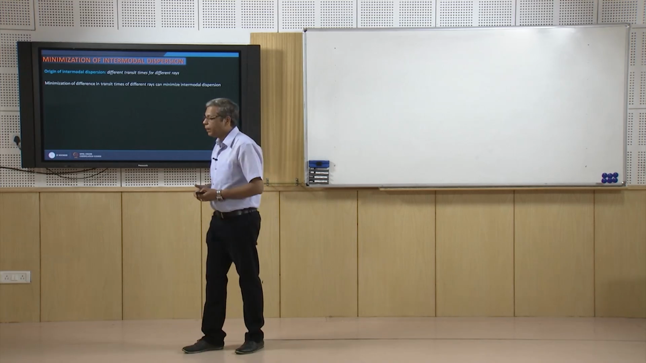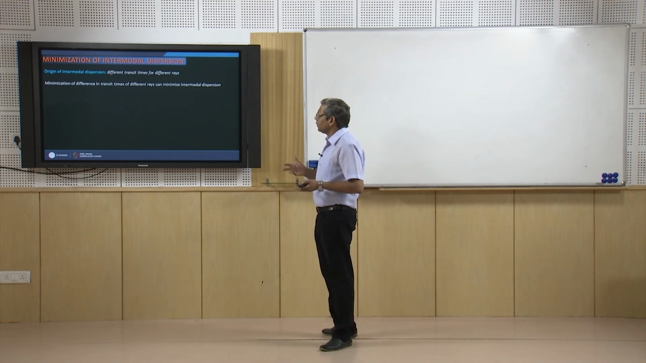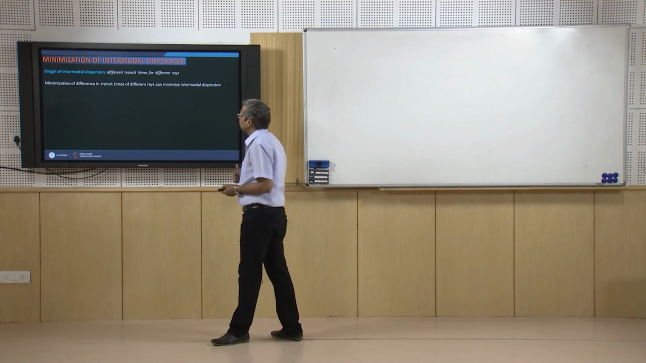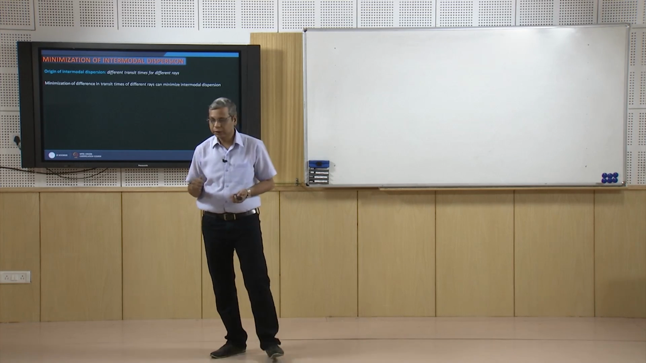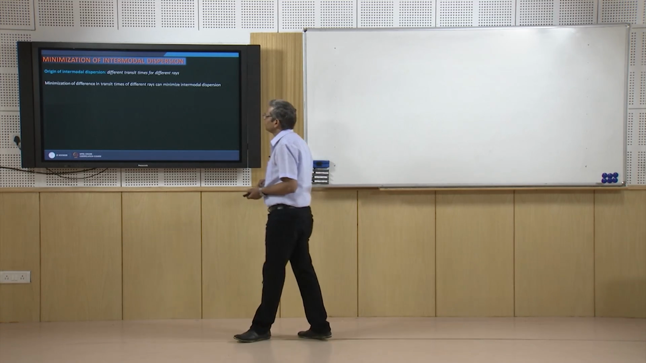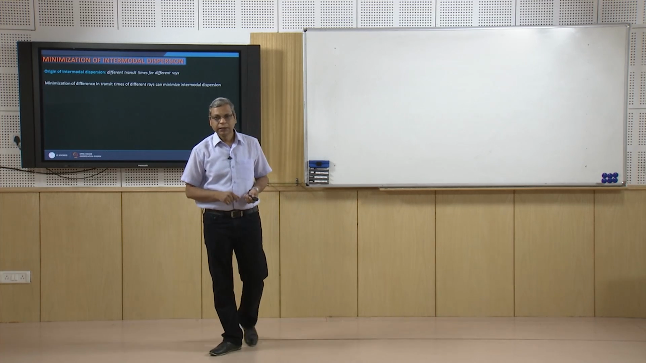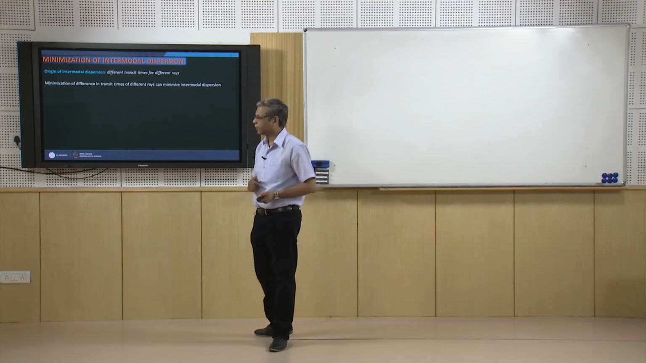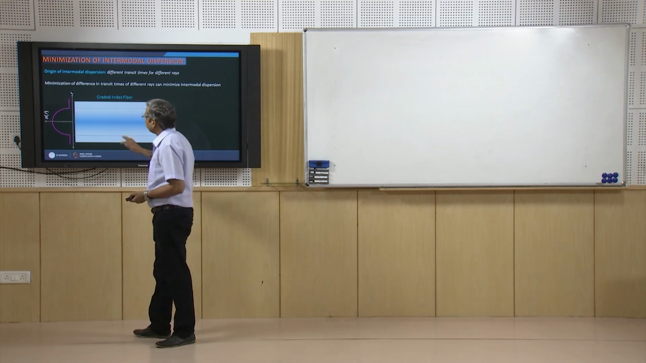Question is, how can I minimize this intermodal dispersion? Okay. So, for that let me look at the origin of this intermodal dispersion, and the origin is that different rays have different transit times through a particular length of the fiber. So, if somehow I can minimize the difference in transit times corresponding to different ray paths, then I can minimize intermodal dispersion. For that, I can use a graded index fiber.